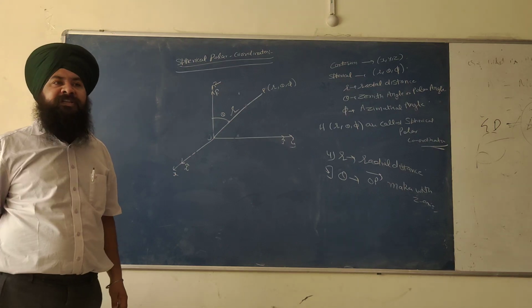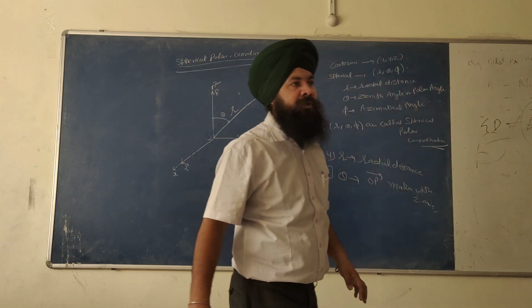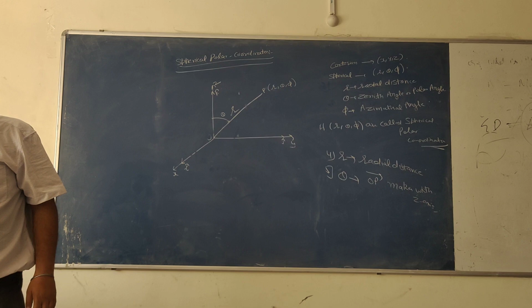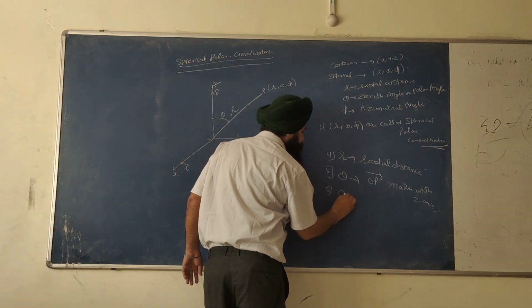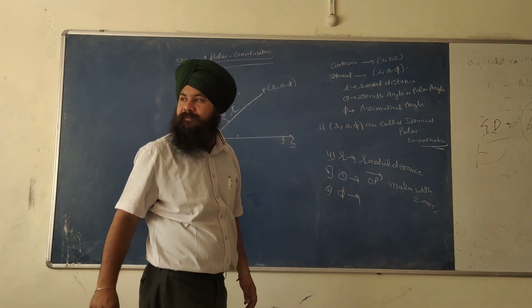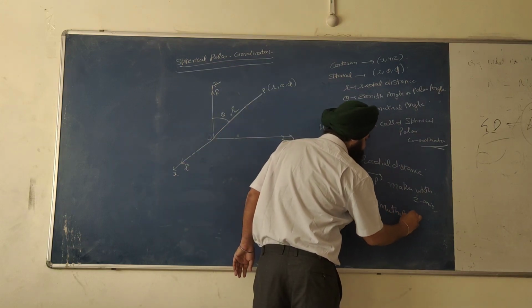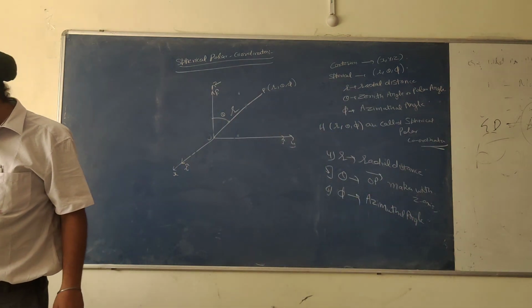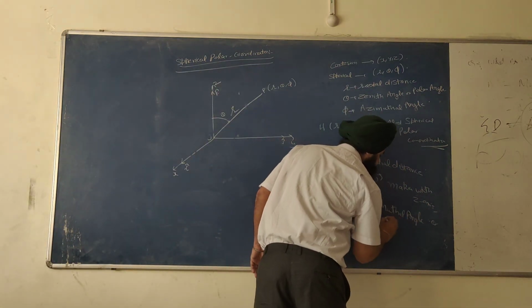Now the last but not least is phi. What is phi? Phi is called the azimuthal angle. So please write. Next point is phi. Phi represents the azimuthal angle, or longitudinal angle.